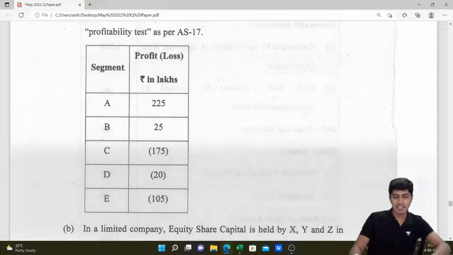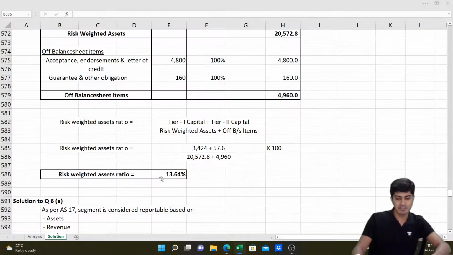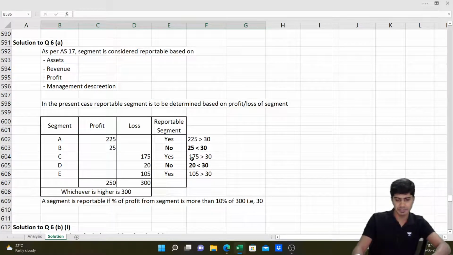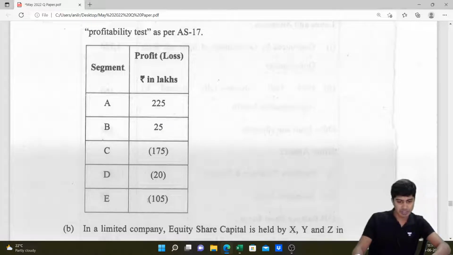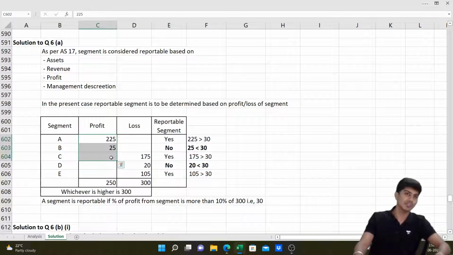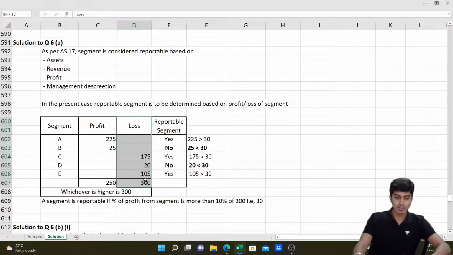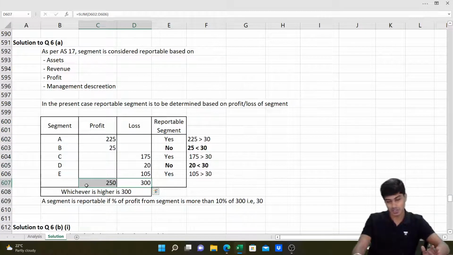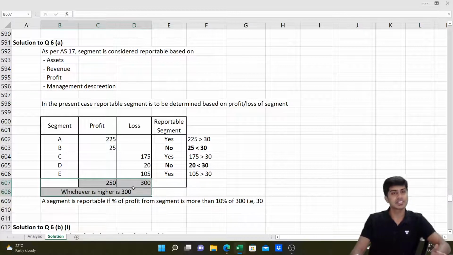So let's write this: A, B, C, D, E, and then C and D 175 and 105 negative. 175, 20 and 105. Okay. A and B are 225 and 25 profit. So we'll do the total of profits, we get 250. Total of losses, we get 300. Whichever is higher, oh sorry, I was telling whichever is lesser throughout. Sorry, I got carried away. Whichever is higher is what we take.